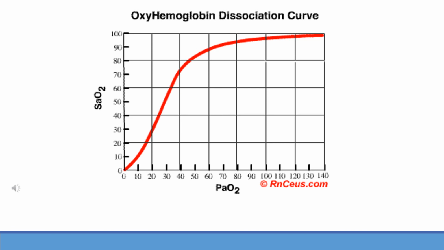So our normal PaO2 is 80 to 100. And again, if you have a PaO2 of approximately 60, you're going to have an O2 sat of 90%. If you have a PaO2 of approximately 50, your O2 sat is going to be about 80%. And again, with a PaO2 of approximately 40, you're going to have an O2 sat of 70%. So again, we want to try to keep a normal PaO2 between 80 and 100.